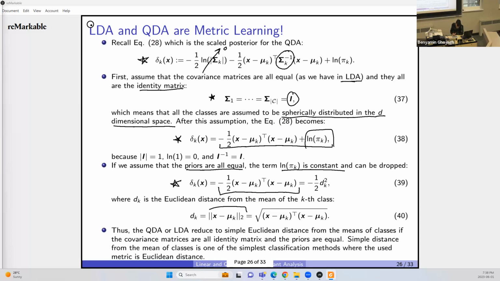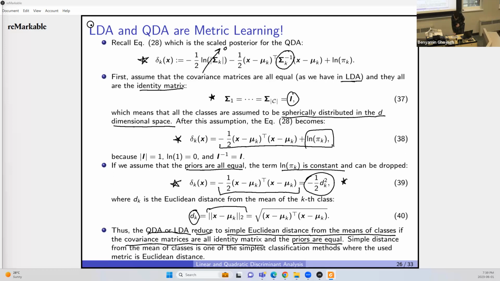Now let me define the L2 norm of x minus mu_k. It means the Euclidean distance between x and the mean of the kth class, denoted by d_k, okay? Then equation 39 becomes minus half d_k squared. Thus, QDA and LDA reduce to simple Euclidean distance from the means of classes if the covariance matrices are all identity matrices and priors are equal. We just proved that. So we'll end up with equation 39 for the decision boundary of QDA and also LDA, because LDA just has more assumptions applied on equation 39. So for both LDA and QDA, this analysis is okay. And this becomes just squared Euclidean distance.